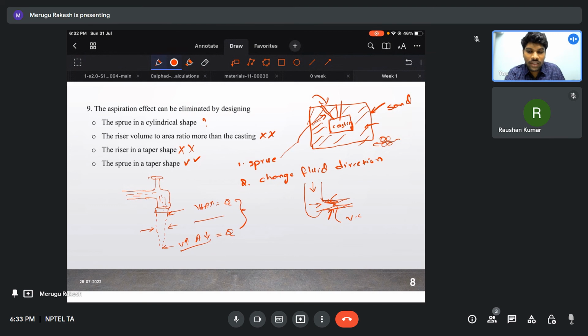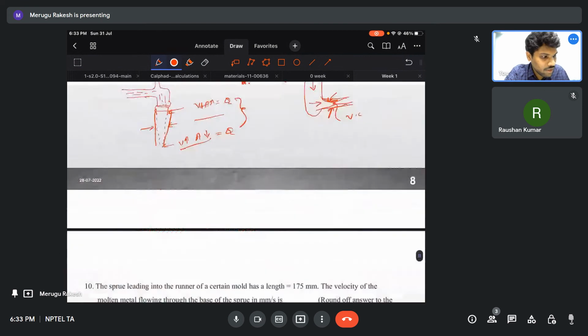If you open the tap without any turbulence in it, it should be laminar flow. This is what the shape is, like the taper shape. It is not the cylindrical shape. So this is a very simple example I am giving to remember the shape of sprue. It should be tapered always. It should not be cylindrical shape. So the correct option is option 4. This sprue concept I will explain after this numerical.